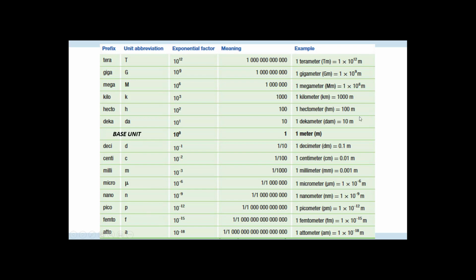Now anything below this is less than 1. Anything above it is more than 1. So instead of using all these zeros, either going this way or this way, we can use the metric prefix in front of it, and we can understand that it means either a large number or a small number. But it starts with the base unit, and as we increase in tens, it goes up, and as we decrease in tens, it goes down. So that's what these mean. There's deci, centi, milli, micro, nano, pico, femto, and atto, deca, hecto, kilo, mega, giga, and tera.